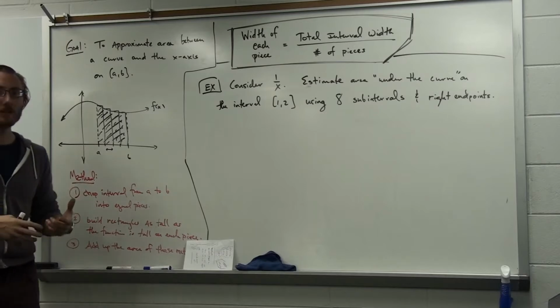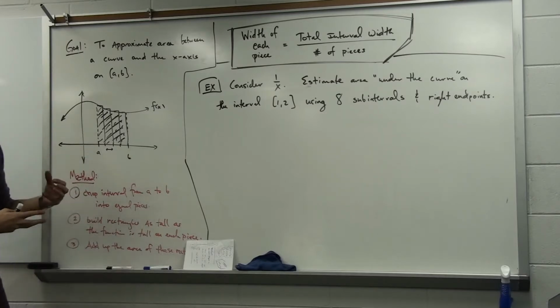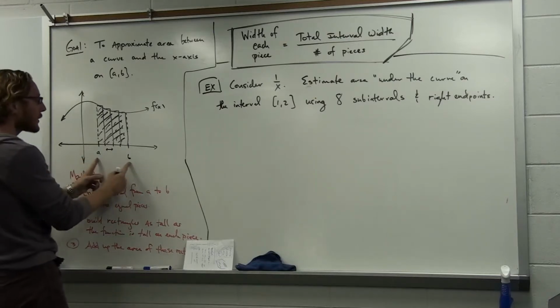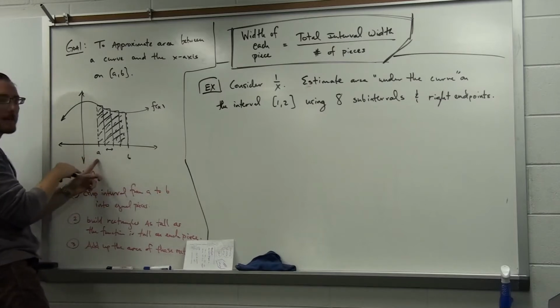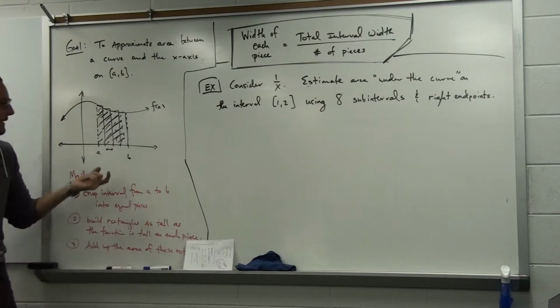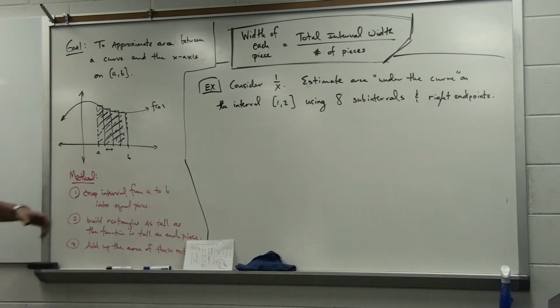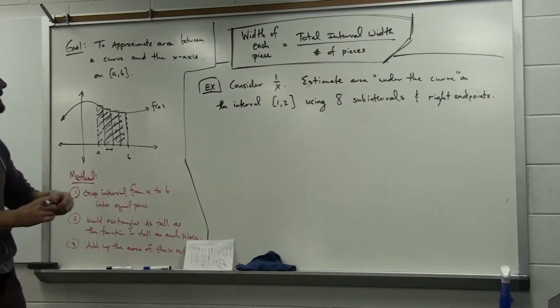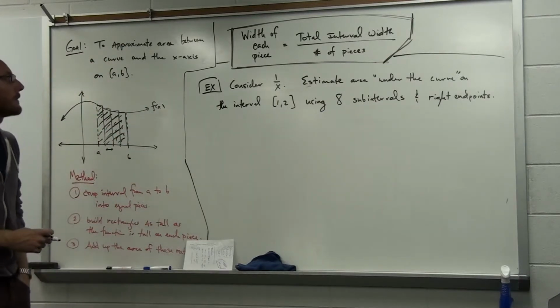And the width of each rectangle is completely important when you're talking about the total area of the rectangles, because the width times the height dictates the area of the rectangle. And remember, the width of each piece is simply the total width divided by the number of pieces. If the total width is whatever it is, and you divide by the number of pieces, that gives you the width of each piece. So the width of each piece is the total interval width divided by the number of pieces. No sweat. We'll see that in play in this problem.